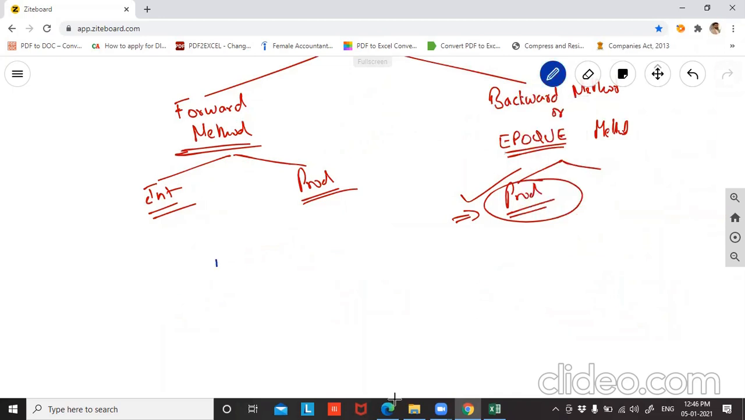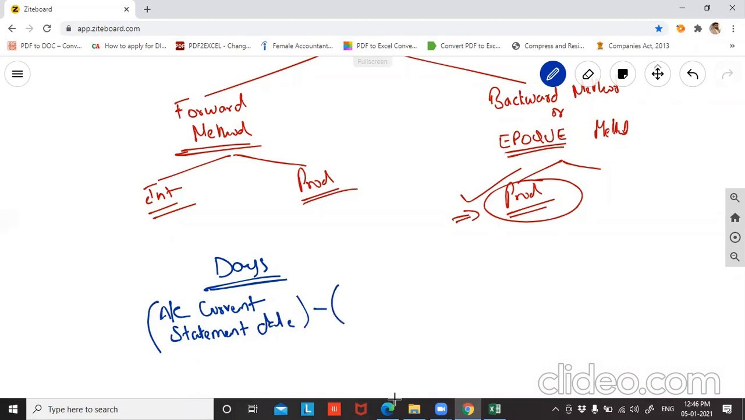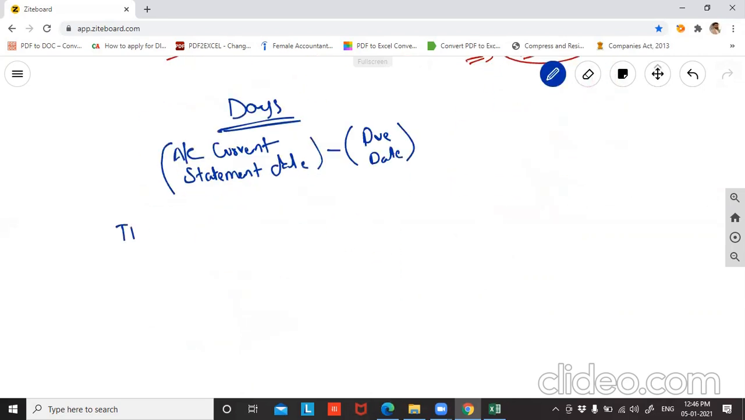Guys, when I calculate the number of days, can I say it is basically the account current statement date minus the due date? In other words, if I'm preparing, let's say, transaction date, particulars, due date, and then days.